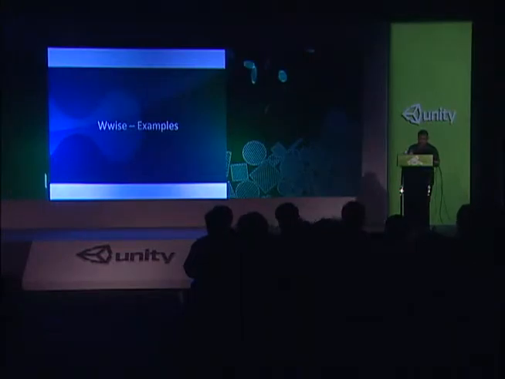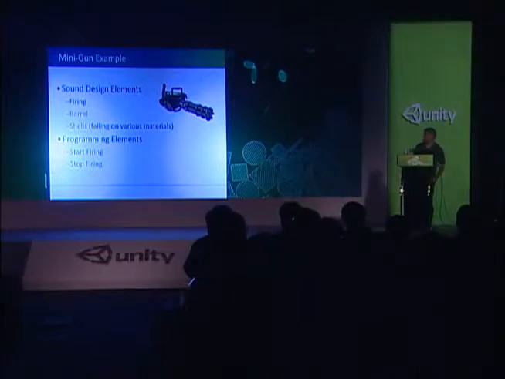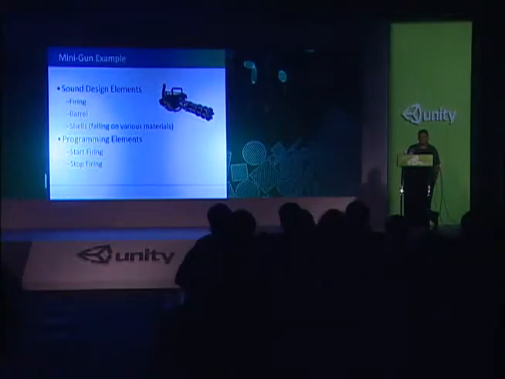So let's take a quick look at the workflow and how this is done in Wwise. So this example uses a minigun, and the sound designer's job is to create sounds for the actual bullets, the barrel that turns, and different shells as they fall on the ground for different materials, so wood, metal, water, and so on. The programmer's job is actually much simpler. All the programmer needs to do is start firing the gun and stop firing the gun. Everything else is taken care of by the sound designer.